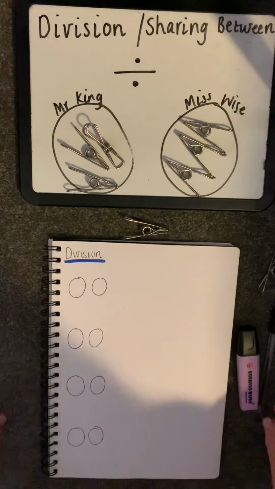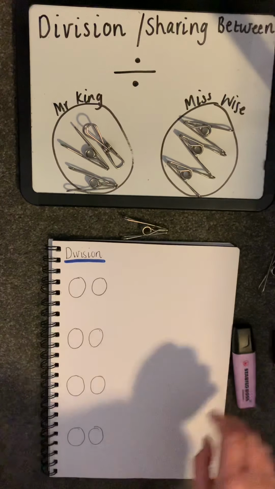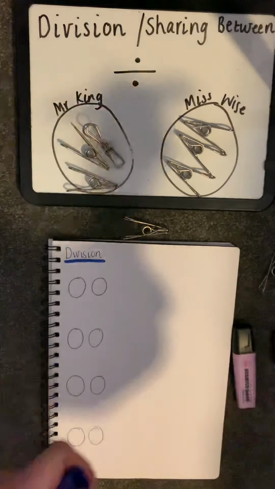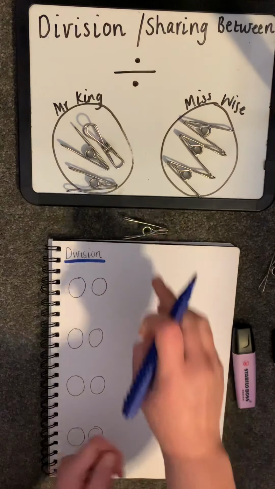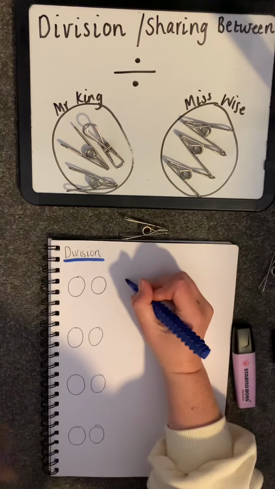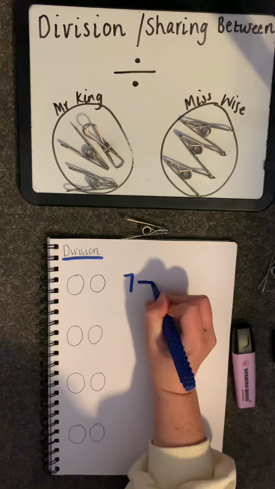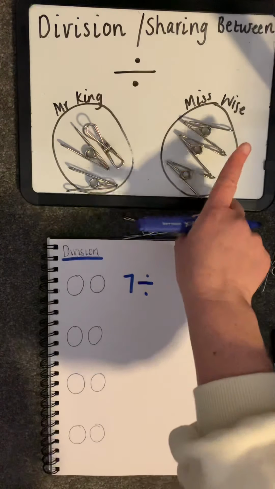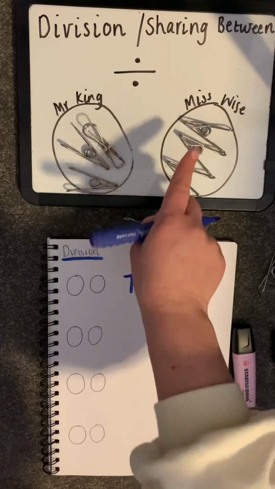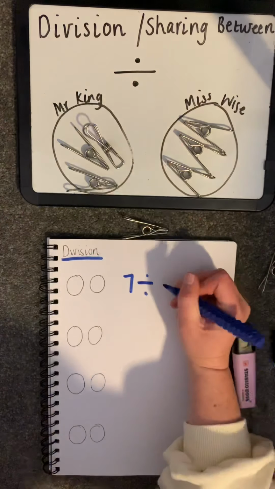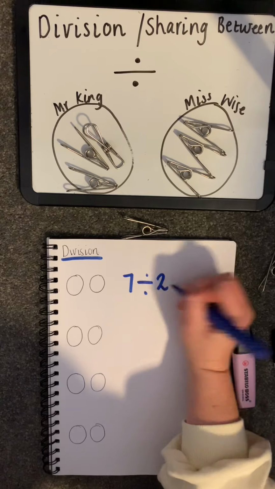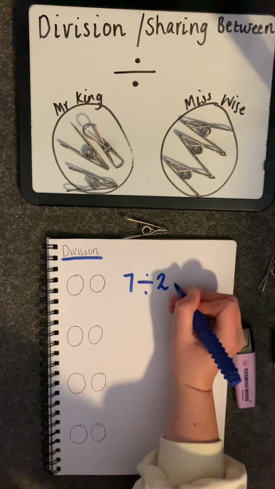So when I write my equation, I'll write it nice and big so you guys can see it. To start off with, how many pegs did I have? Well, I was sharing 7. So 7 pegs shared between, how many groups was I sharing it between? 2, Mr. King and Miss Wise. 7 pegs shared between 2 people.